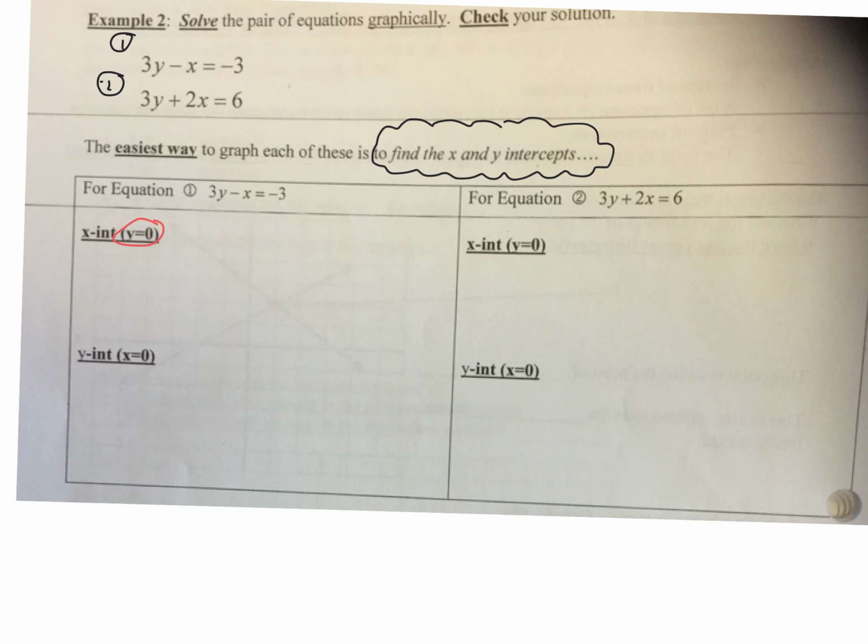Okay, so I'm using equation 1. 3y, well, if I'm making y 0, I have to put 0 here, minus x, what does the equation say? 3y minus x equals what? So what's 3 times 0? 0, take away x equals -3. If negative x is equal to -3, but I want to know what x is equal to, positive x, what do I need to do to both sides?